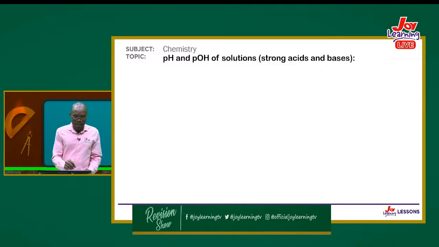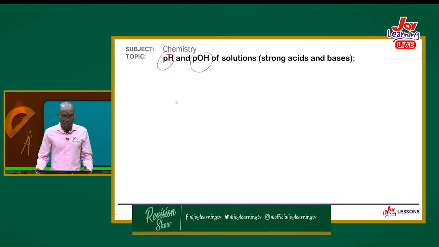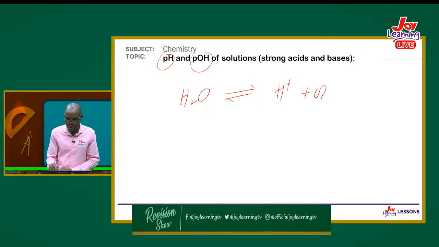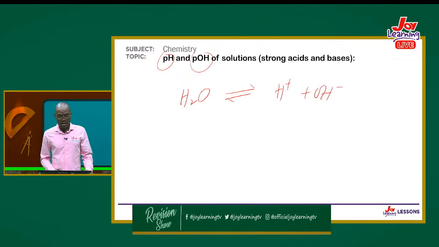Okay, so for the pH and the pOH, we're going to start from the very basic, then we go through and come up with working formulas that we can easily quote to solve questions here. So if I have water dissociating partially into H+ plus OH minus ions, water is a weak electrolyte, so it dissociates on its own partially to produce the H+ ions and the OH minus ions.